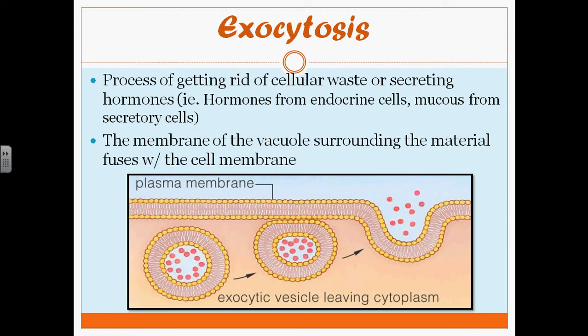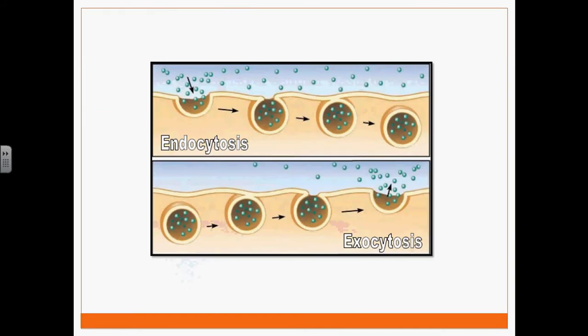And if you look at this image here, it's really just the reverse of endocytosis. So the membrane vacuole surrounds material. That membrane vacuole fuses with the cell membrane. Once it actually fuses with the cell membrane, it releases the substances out into the exterior of the cell. And again, just an image to finish this off. As you can see, endo and exocytosis are really just the reverse of each other.